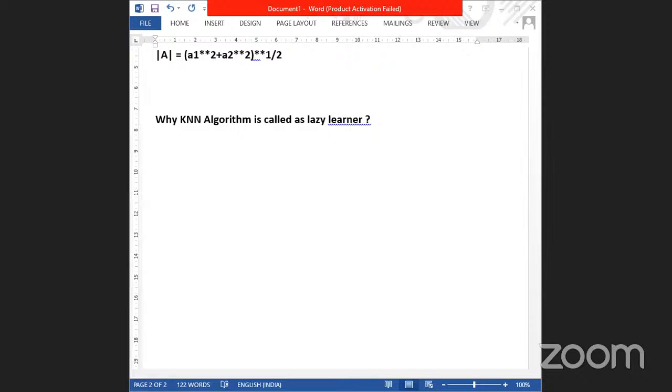Let me give you an example here. For example, the logistic regression algorithm learns its model weight parameters, like beta naught, beta 1, beta 2, these values. So during training time, it will learn. In KNN, there is no training time.